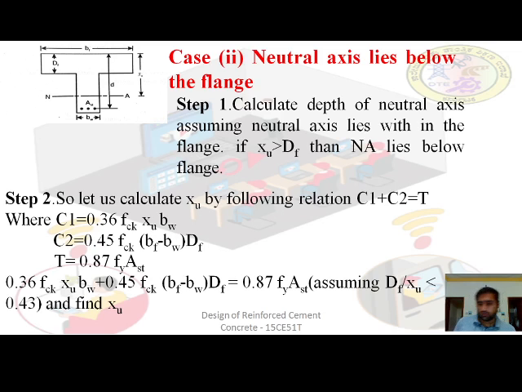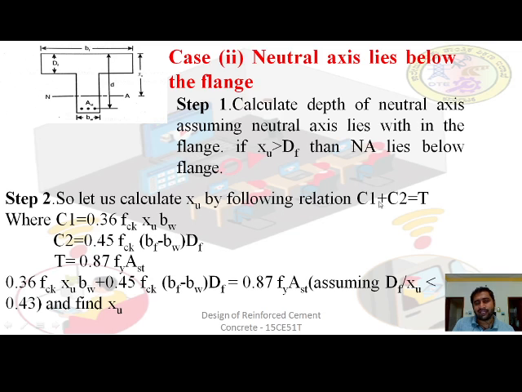So case 2. In case 1, the neutral axis was lying inside the flange. In case 2, the neutral axis lies below the flange. So here is the flange, and below this the neutral axis is going to lie. Step 1, we are already done actually. We will calculate the XU, assuming first the neutral axis lies in the flange. If XU is greater than DF, the same condition we are assuming, we will go to step 2. We have to calculate the XU value when the neutral axis lies below the flange.